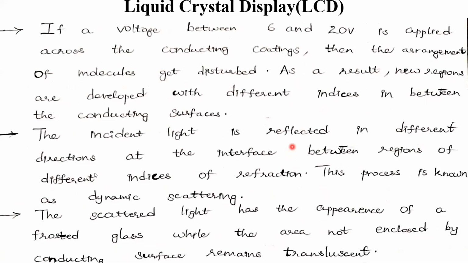Incident light is reflected in different directions at the interference between the regions of different indices of refraction. This process is known as dynamic scattering.